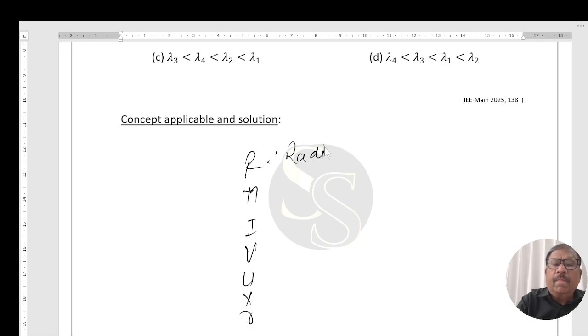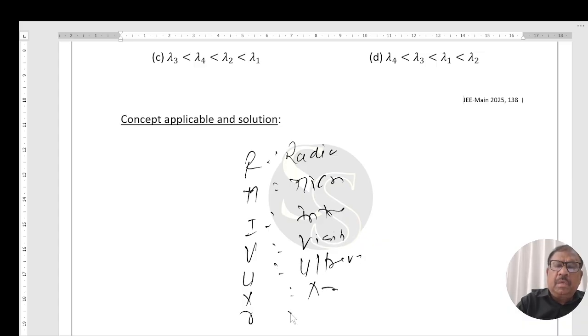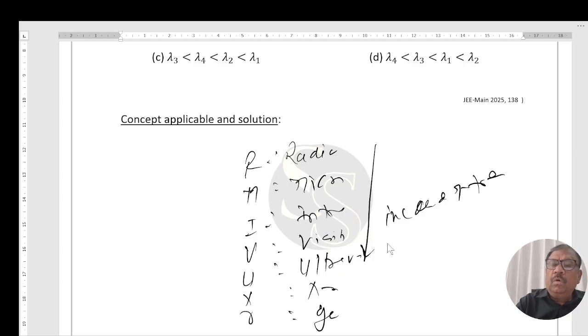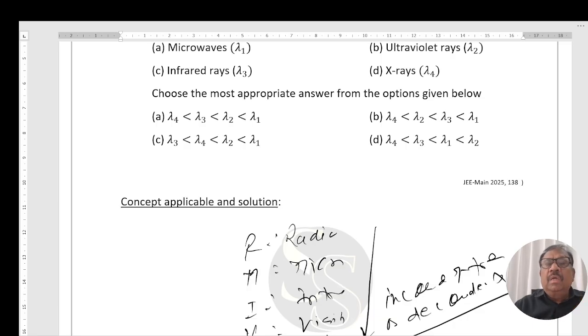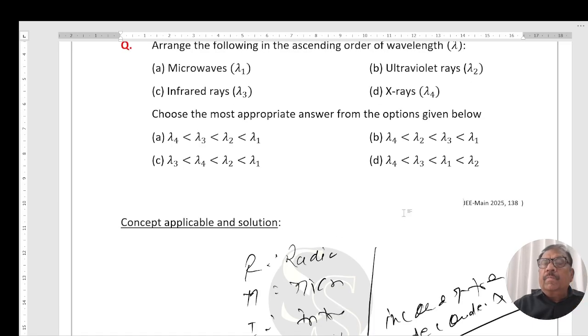Radio, micro, infra, visible, ultraviolet, X-rays, and gamma. This is the increasing order of frequency, or you can say decreasing order of wavelength. Decreasing order of wavelength means that the minimum will be X-rays, lambda 4.